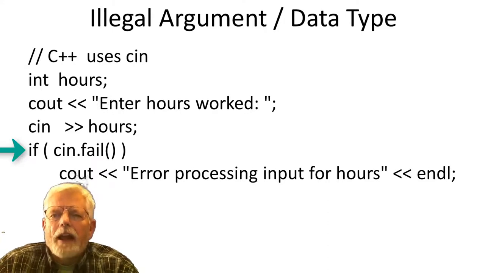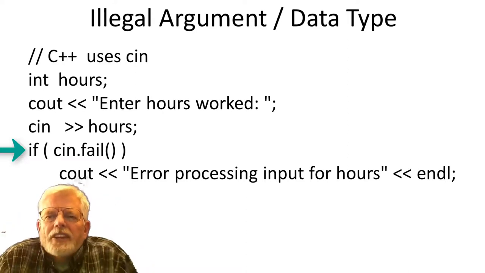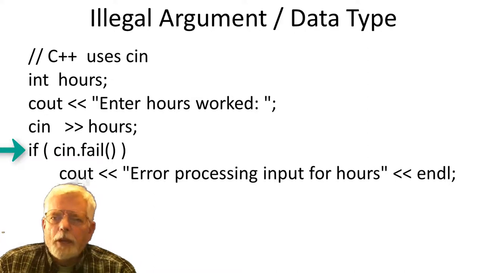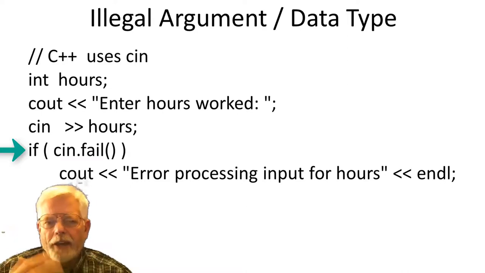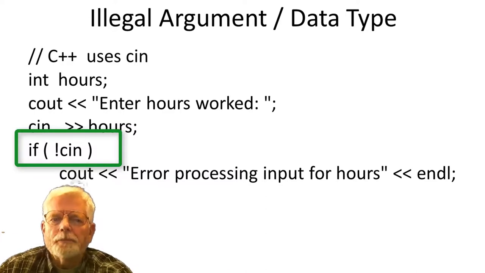It's a failure flag. I can say if cin.fail, open close parentheses, and put the whole thing inside the parentheses for the if statement. So if cin.fail, that flag is set if we're not able to convert the FORTY into an integer. Then we can look at that and say, oh, cout, error processing input for hours. You may have to do a little bit more code in there to decide what to do next, and we'll see if we can cover that in a little bit. Another option to cin.fail I could use is if not cin, and that works just as well.